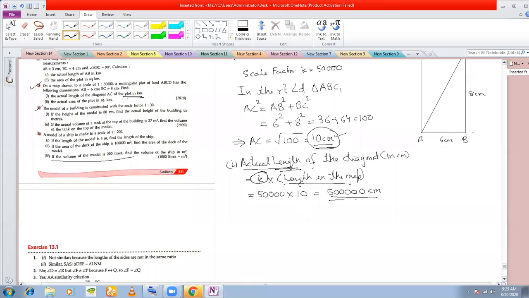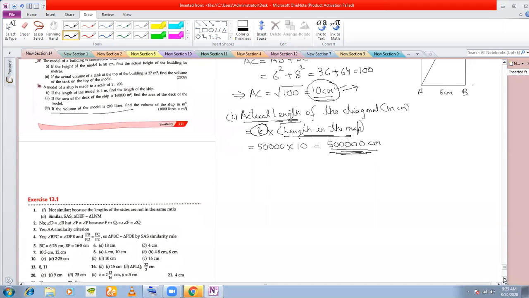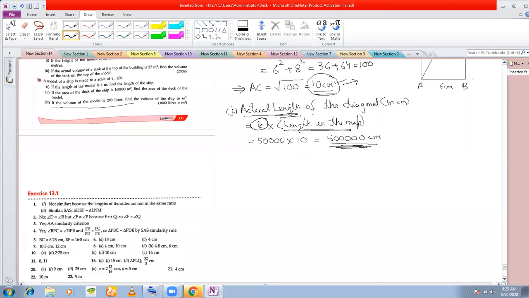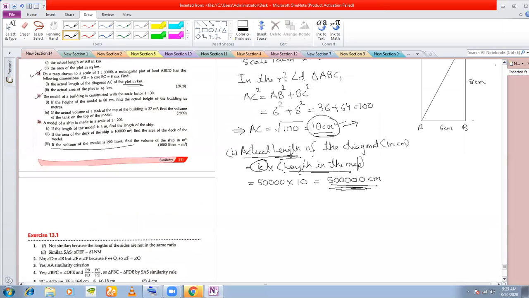If you want this in kilometers, you either convert the map length to kilometers and then multiply here, and you will get your answer directly in kilometers. Understood? Yes, sir. So we are going to convert this to kilometers. We have got the actual length in centimeters, and I'm sure you can convert. I'm not doing that part. I've already shown you the conversion yesterday.